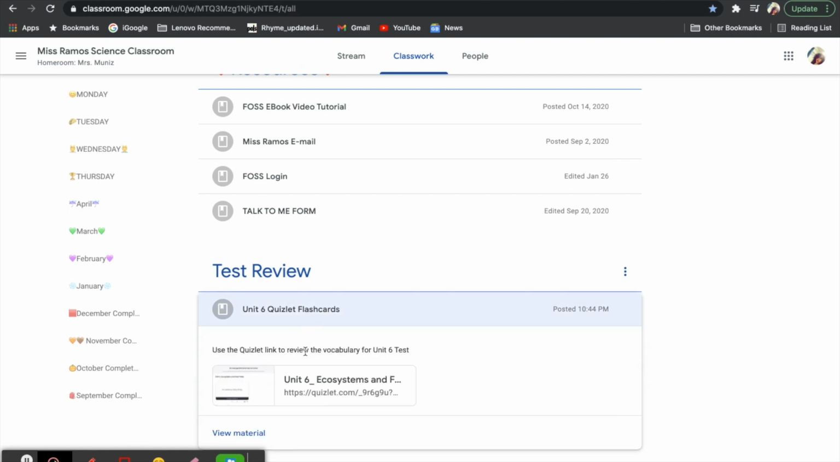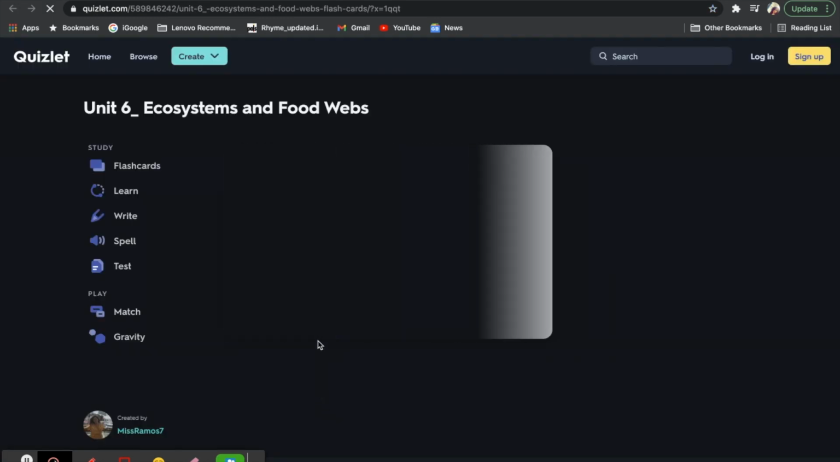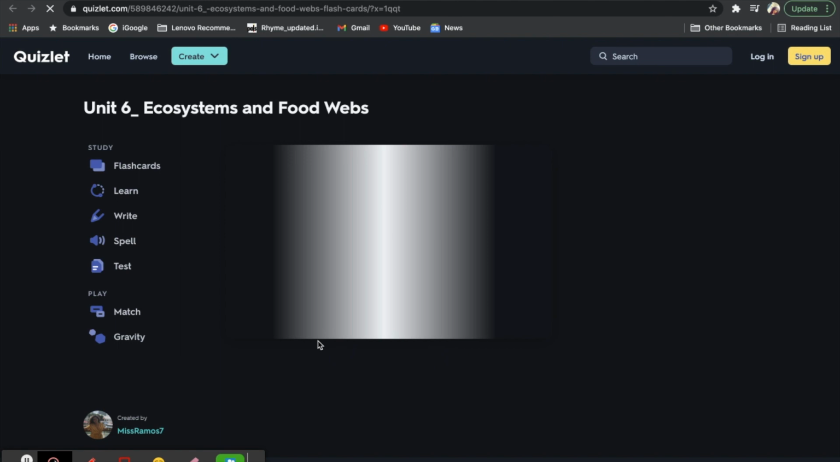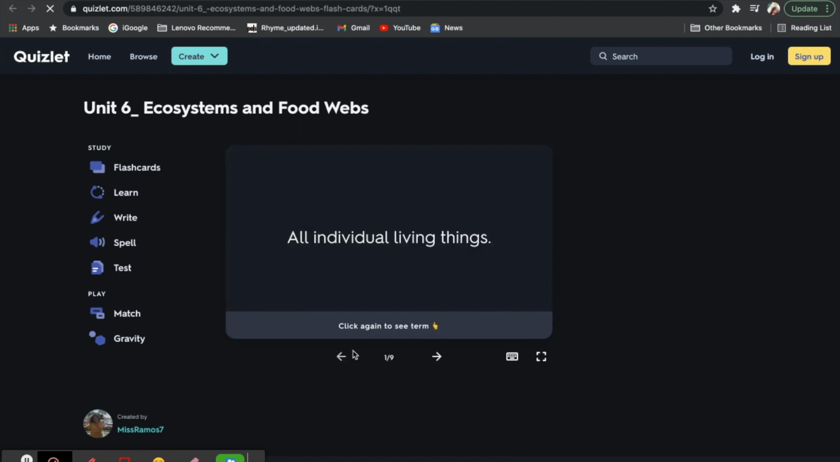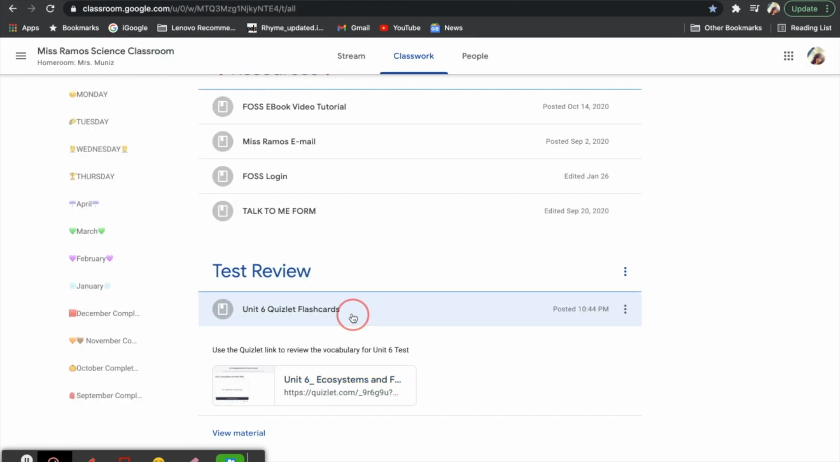The first link that you will see is the Unit 6 Quizlet flashcards. You can click on this Quizlet link and it will take you to the different vocabulary words that we will be used and see on our test. You can use these different tools to study these different words, either by playing like a matching game or just practicing one-on-one. Let's go back to Google Classroom.